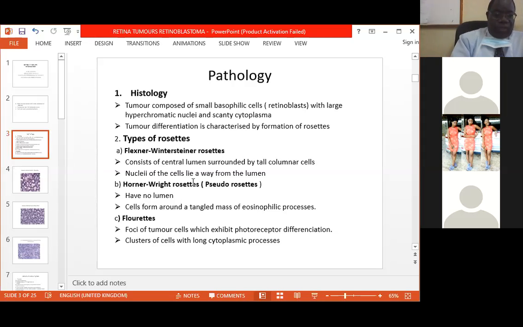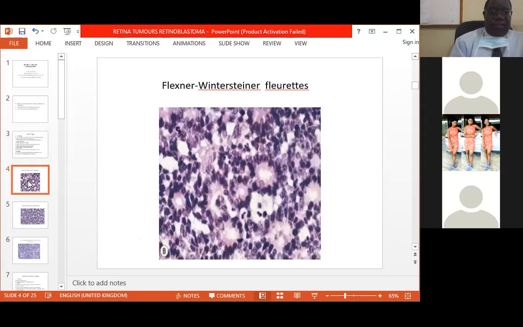I think the best way to see is this. This is the Flexner-Wintersteiner florets. You can see the cells are all around here. The center is like empty.